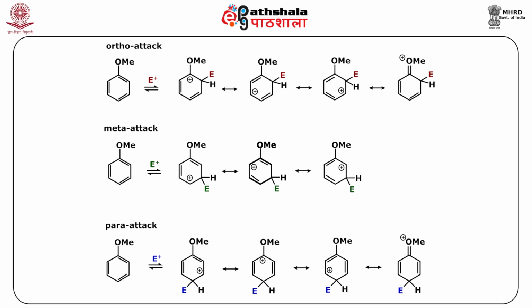As illustrated for the attack at either the ortho or the para positions, the Wheland intermediate has an extra canonical form in which the positive charge is delocalized onto the oxygen atom. Now you can see, as I told you, this positive charge is being delocalized on the oxygen atom by the involvement of the lone pair on the oxygen. This is not possible in attack at the meta position, and hence the meta attack intermediate is less stable because it has fewer canonical forms than those from either the ortho or the para positions.